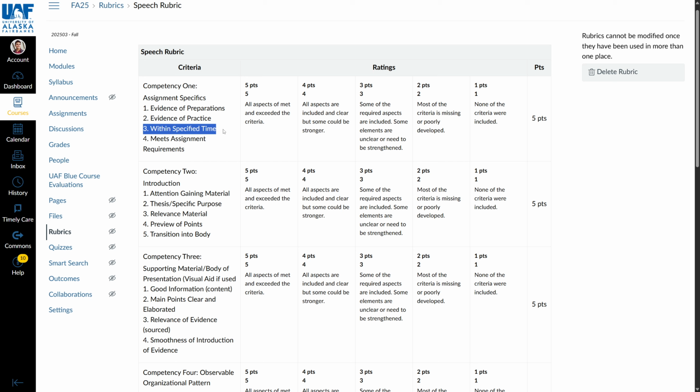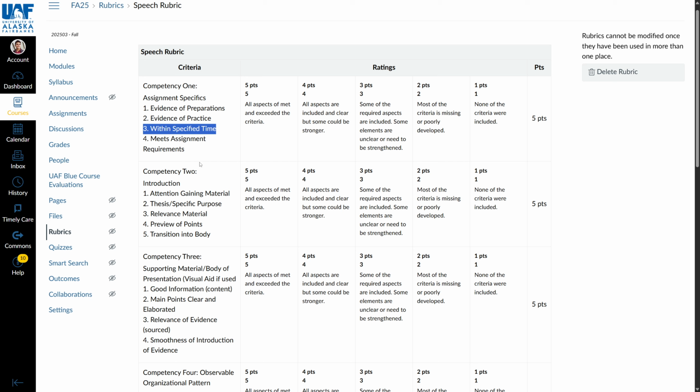Is it within the specified time? So if an assignment is 5 to 7 minutes and you give me 4 to 5 minutes worth of content, I'll take away 1 point. 3 to 4 minutes of content instead of the 5 minutes, I'll take away another point, and so on is how I deduct points for that.